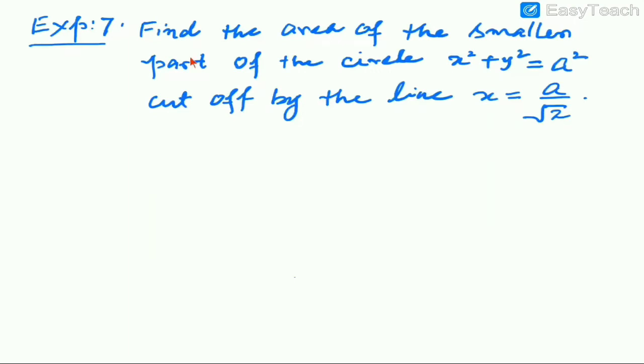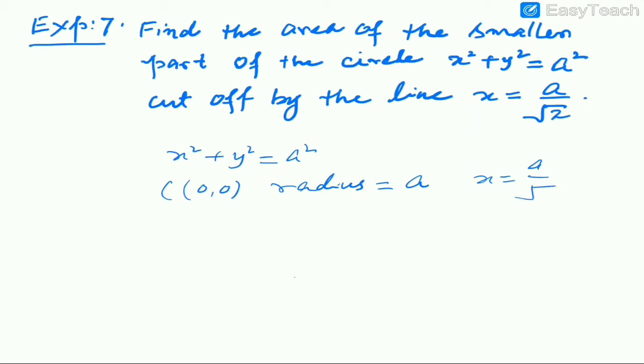In this example, we have to find the area of the smaller part of the circle x square plus y square is equal to a square, cut off by the line x is equal to a upon root 2. Since the given curve is a circle x square plus y square is equal to a square, whose center is 0, 0 and the radius is a, and the line x is equal to a upon root 2 is a vertical line, which is parallel to the y axis. Since a upon root 2 is greater than a by 2, the line a upon root 2 is far from the line a upon 2, which makes a smaller part.